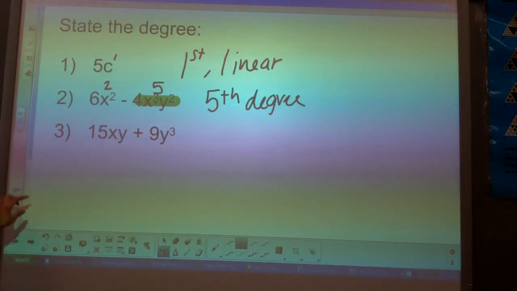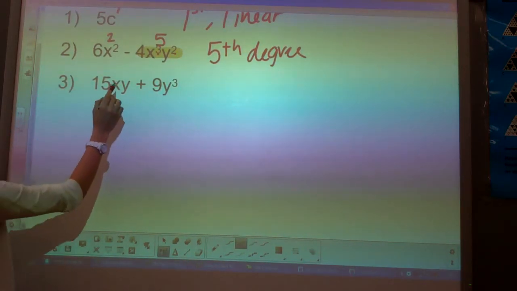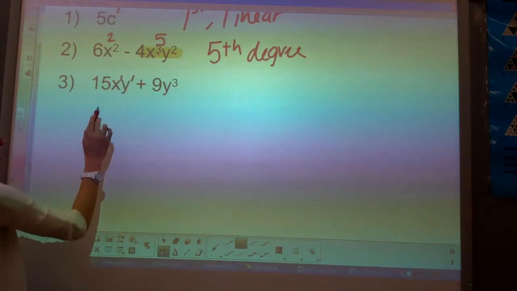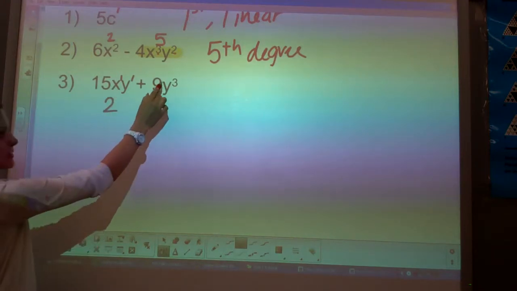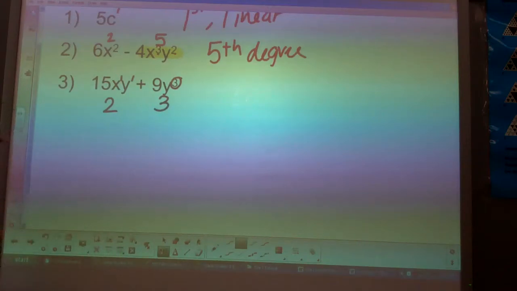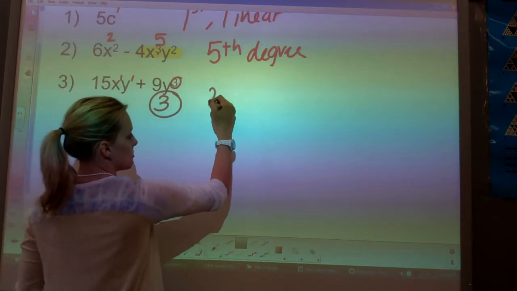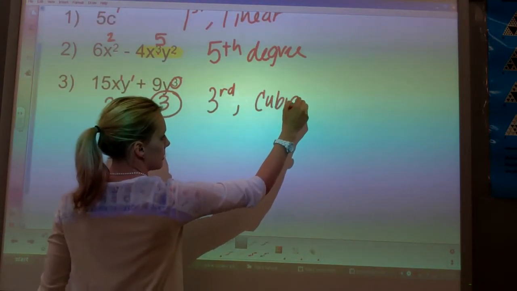And in example number 3, 15xy, so these are to the first power. So the degree of this term would be 2. And the degree of this term, y is raised to the third power. So that degree is 3, and the highest would be a 3. So this would be a third degree or a cubic polynomial.